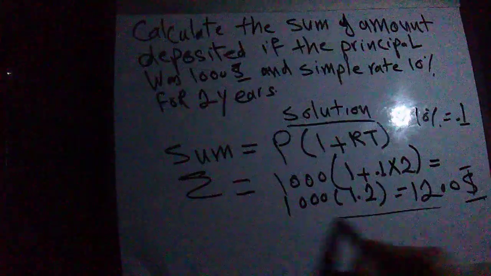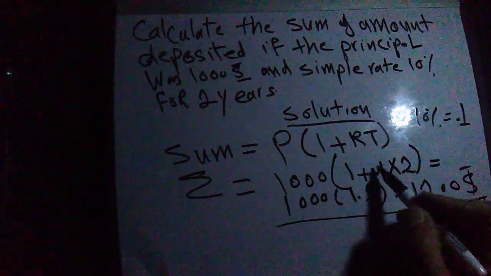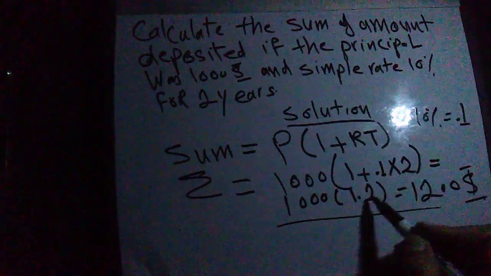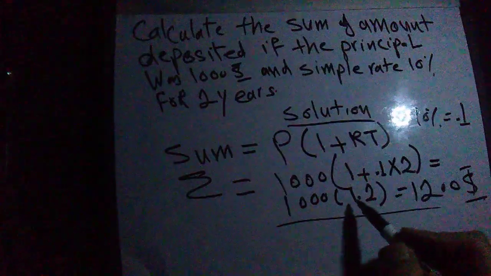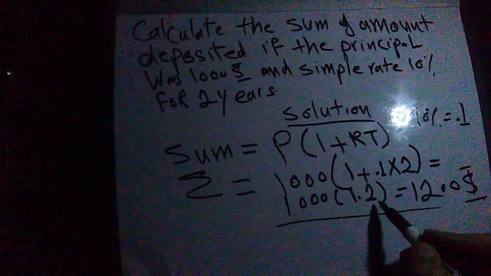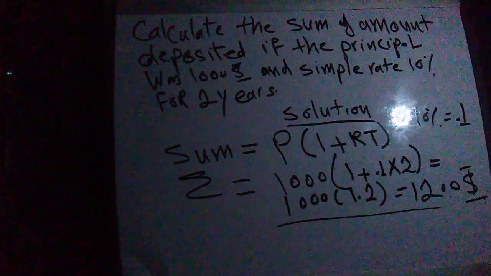You can do it with a calculator. 0.1 by 2 will give me 0.2. Then 1 plus 0.2 will be 1.2. Then you will multiply it by the 1,000, and it will give you $1,200.